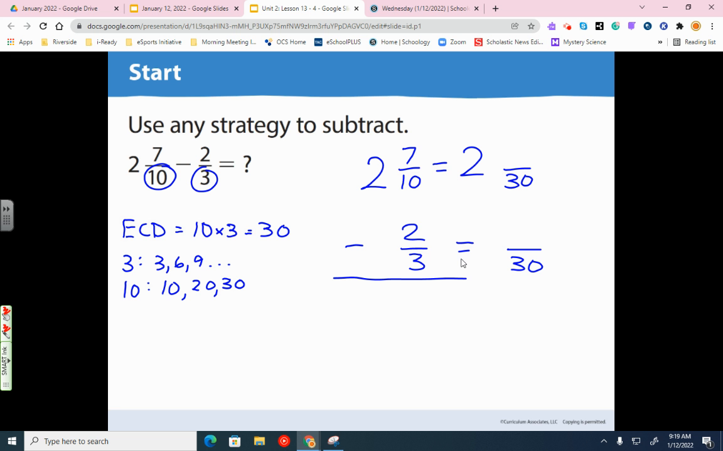Okay, so we know 3 times 10 will give us 30. Do the same to the top, that gives us 20. Times 3 here would give us 21. So what we're going to do is we subtract 2 from nothing, so we keep our 2. And 21/30 minus 20/30 gives us 1/30 for that one. So again, just a quick review of the basics to get subtraction with our fractions.